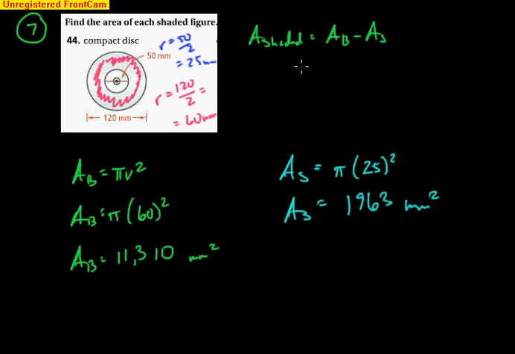So now to find the area of the shaded, we go to our formula. Take the big minus the small, and we get roughly 9347, and that's millimeters squared.